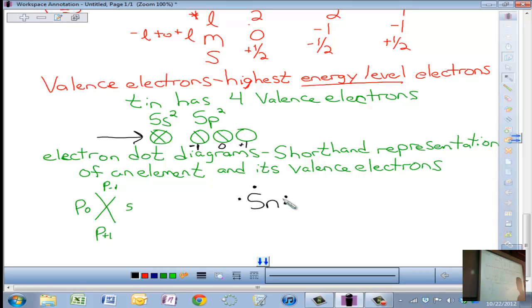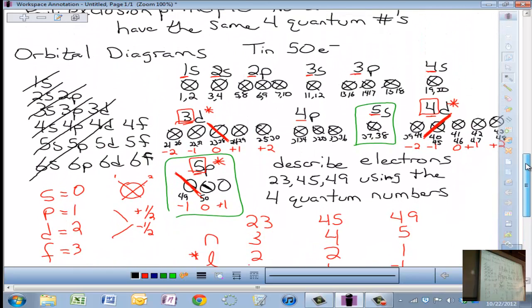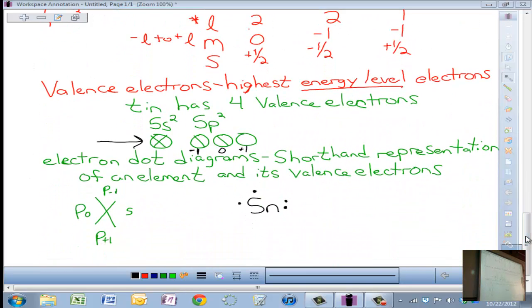Now you might be asking yourself, well, Mr. Solomon, this only has S and P in it. What if I get to a D? Well, let's come back up here. Notice, here's my first D, 3D. Before I got to that 3D, notice what happened. 4S. I got to a higher energy level. You will only have to worry about S's and P's for your highest energy level in your dot diagrams. S, P -1, P0, and P +1.